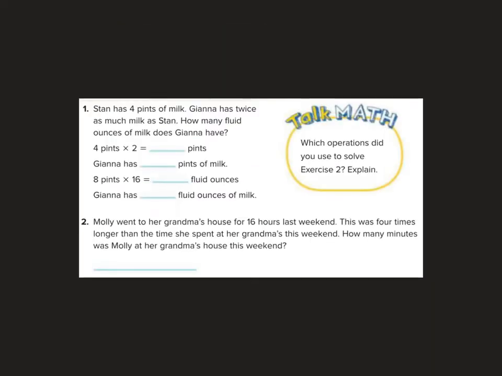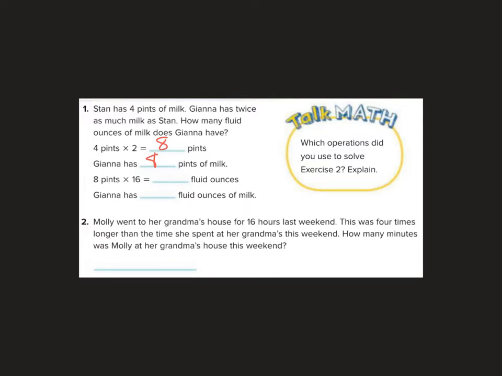All right, Stan has 4 pints of milk. Gianna has twice as much milk as Stan. How many fluid ounces of milk does Gianna have? All right, so first we're going to take 4 pints and multiply it by 2 to know that they have 8 pints. Gianna has 8 pints. So Gianna has 8 pints of milk. 8 pints times 16 ounces.